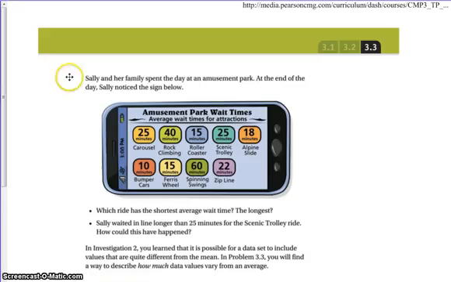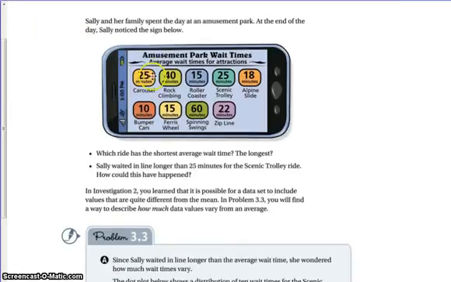So we are going to look at wait times at an amusement park. Sally and her family spent the day at an amusement park. At the end of the day, Sally noticed the sign below. Amusement park wait times. Average wait times for attractions: 25 minutes for the carousel, 40 minutes for rock climbing, 15 minutes for the roller coaster, 25 minutes for the scenic trolley, 18 minutes for the alpine slide, 10 minutes for bumper cars, 15 minutes for Ferris wheel, 60 minutes for spinning swings, and 22 minutes for the zip line.